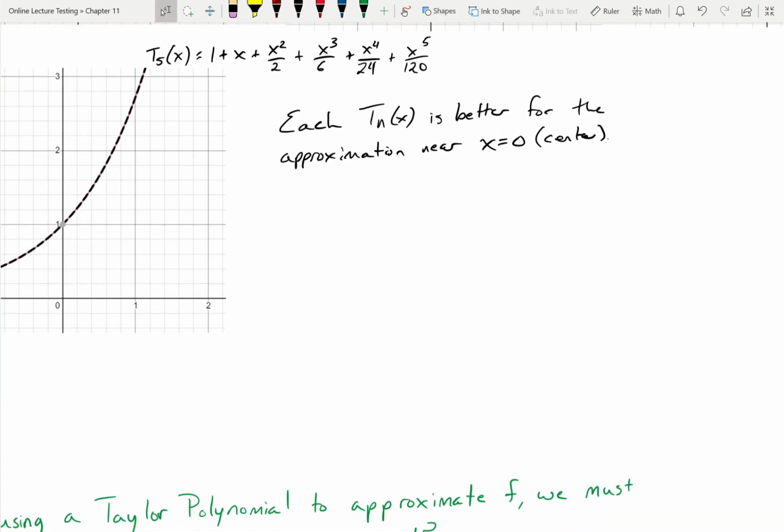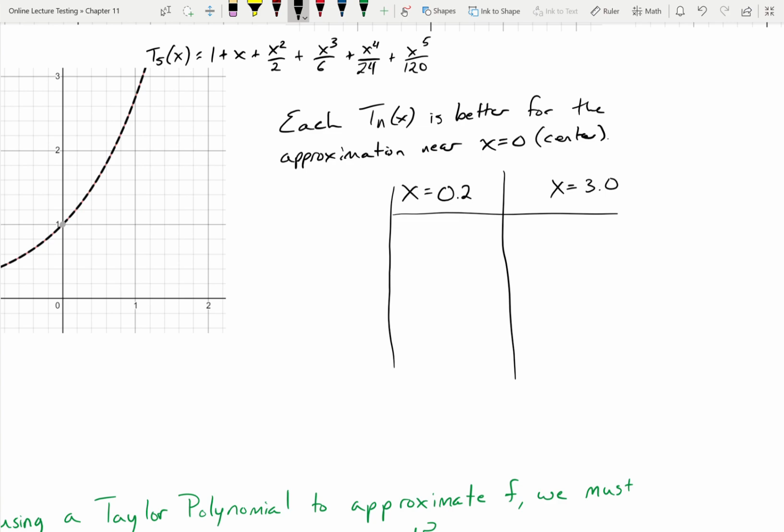So let's look at some values here just to demonstrate what's going on. I'm going to look at approximations using Taylor polynomials centered at 0, and then see what happens the further we go out. So let's just go out 3 units away from the center. Here I'm very close to the center with this first value, and then further out with the second value. And this is going to be our T sub n of x here.